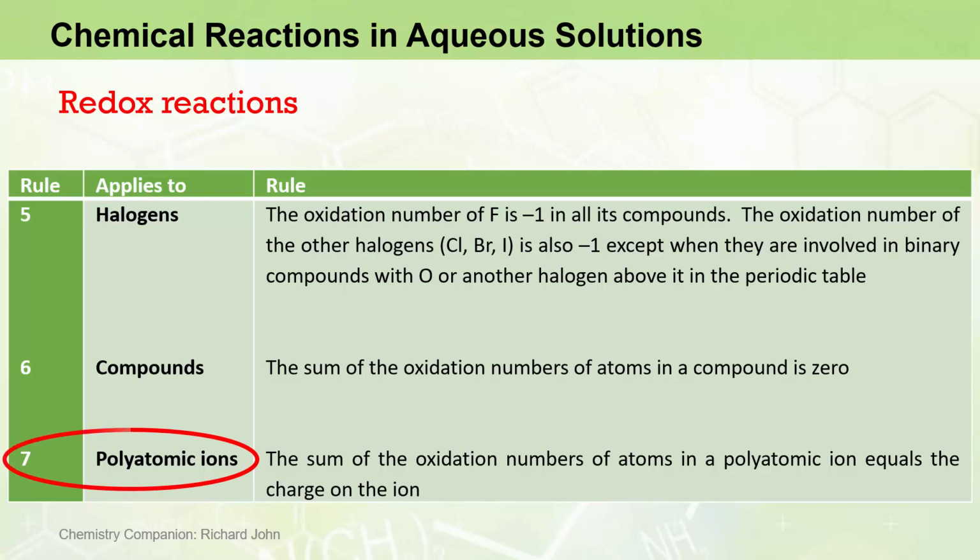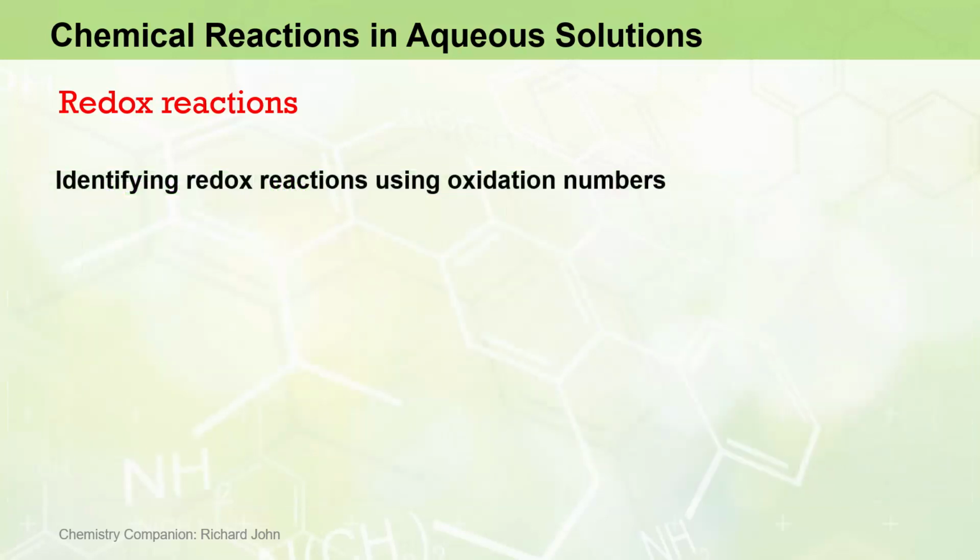And Rule 7 applies to polyatomic ions. The sum of the oxidation numbers of all atoms in a polyatomic ion equals the charge on the ion. And as I said, we'll get a bit of practice applying these rules in the next video. But for now, let's look at how they apply to two chemical reactions we are already very familiar with.